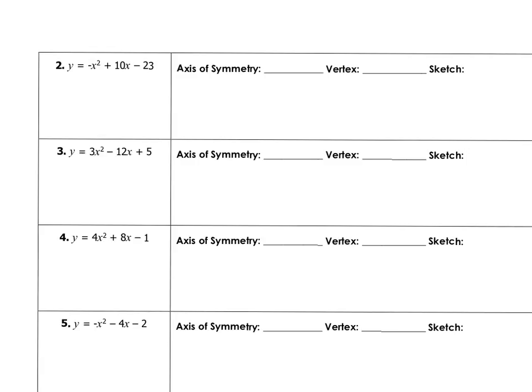Number 2. All right, so let's label everything first. We have A is equal to negative 1, B is equal to 10, and C, we'll label it, but we don't really need it. That's negative 23. Okay, so axis of symmetry, remember, is negative B over 2A. And that's x equals negative B over 2A.